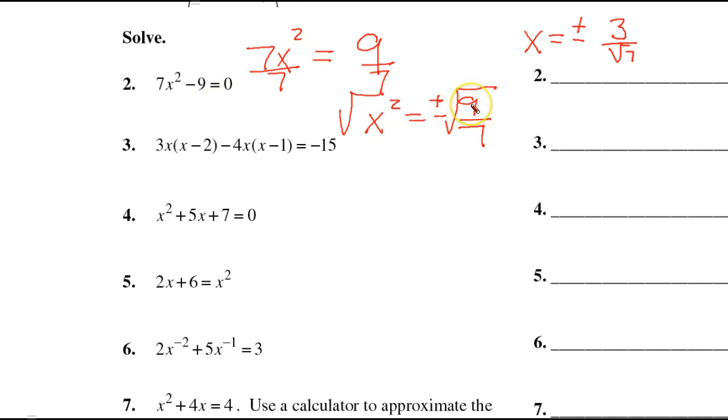So if we take the square root of 9, we get 3, and we're left with, in the denominator, the square root of 7. But we don't want anything to be left with a radical in the denominator. So we rationalize the denominator by multiplying it by 1 in the form of the square root of 7 over the square root of 7. So this ends up being plus or minus 3, the square root of 7 over 7. All right, that's that one.